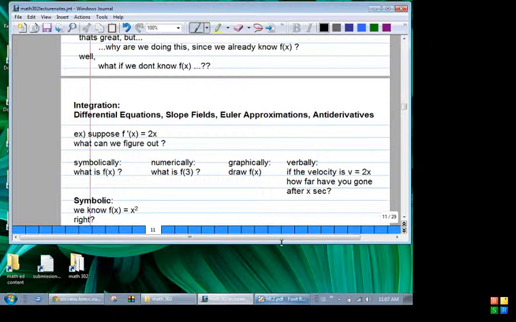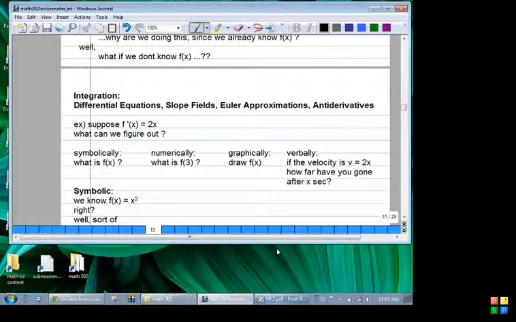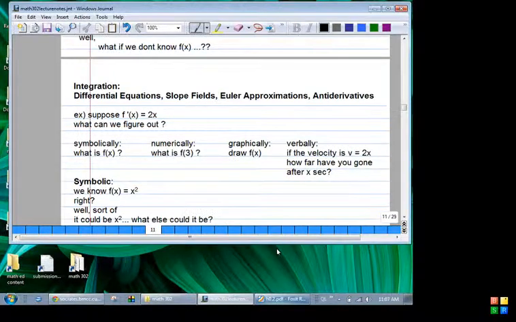Everyone should be handy enough with their derivatives that when you see f prime equals 2x and I ask what's f of x, it's pretty straightforward to see without much thinking, oh, x squared. Well, sort of. Plus a constant. So if the original f of x could be x squared, it could also be x squared plus 1, x squared plus 3, x squared minus 7. Because when you take the derivative, the constant goes away.